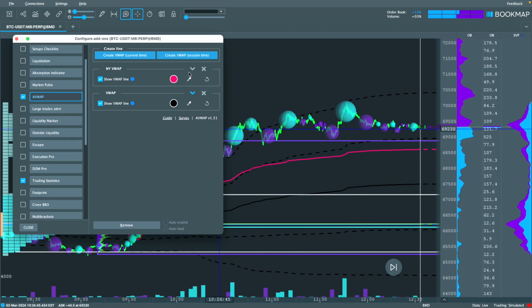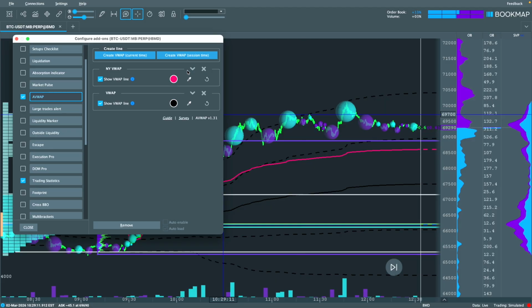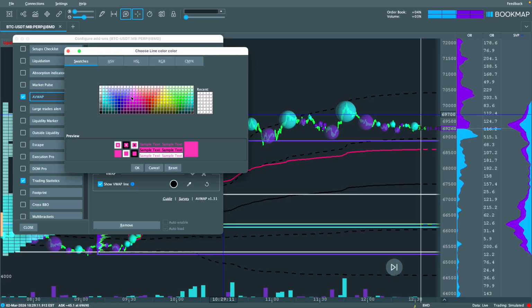So I like to use two VWAPs, a daily VWAP and a New York VWAP. Again, the daily VWAP is anchored at 7 p.m. EST for the crypto open, and the New York VWAP is anchored to 9:30 a.m. EST at the New York open. So you can create these by clicking here on Create VWAP Session Time.